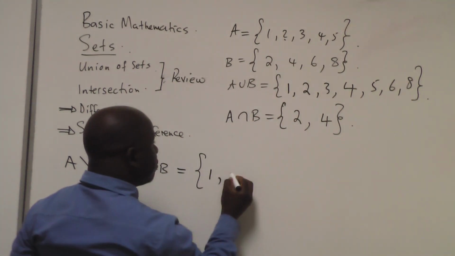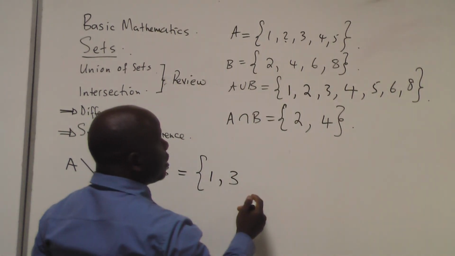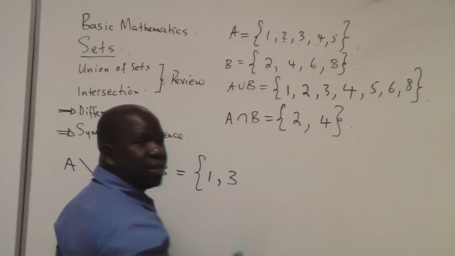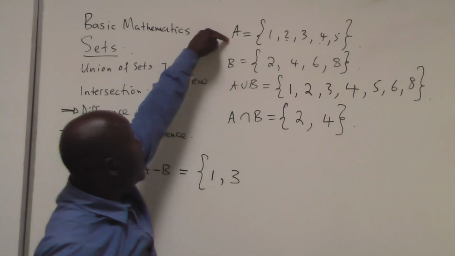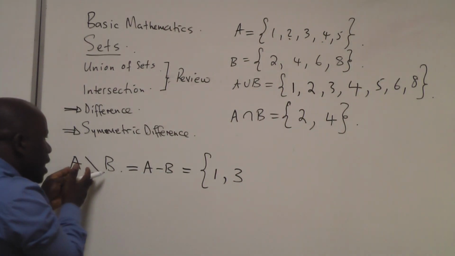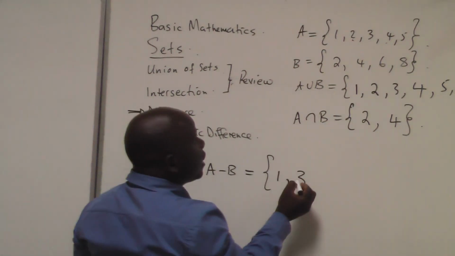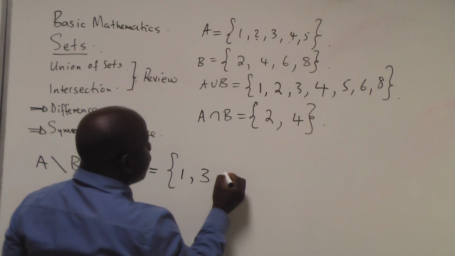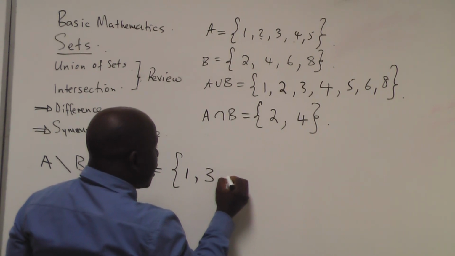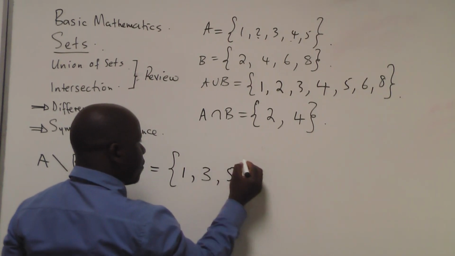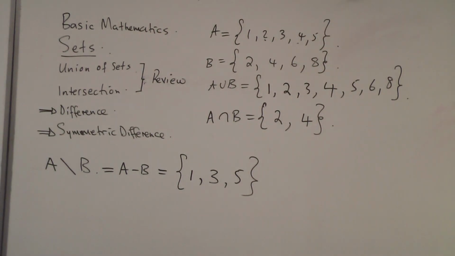3 must come, because it is not in B. But 4, we cannot write 4, because even though it's in A, we're saying all elements in A but not in B. So 1, 3, and 5. That is A set difference B.